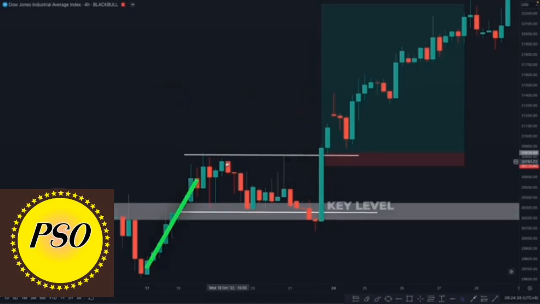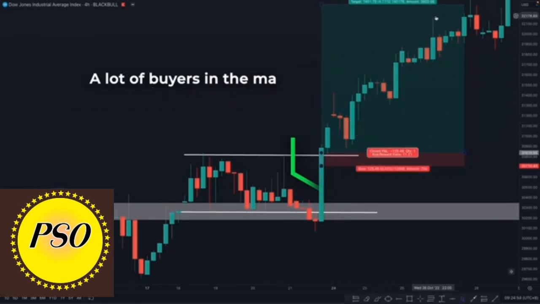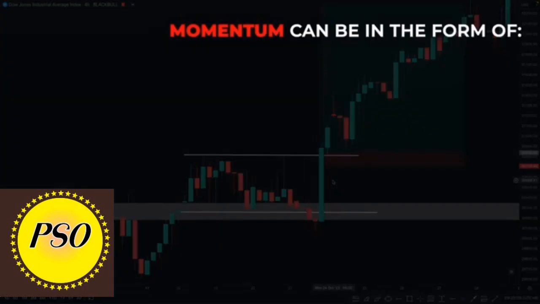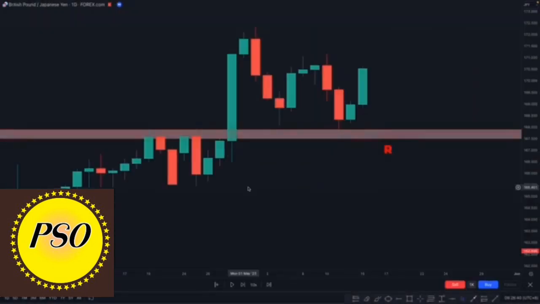price has broken out of this key level, come back down to retest it, and once it retests, this bullish engulfing candlestick confirmed to us that there are a lot of buyers inside the market right now that are going to continue pushing the price up, which eventually led to this explosive up move that we have right here. Now, a momentum candle can either be in the form of one big candle or in the form of multiple medium-sized candles. Now, here's another example.